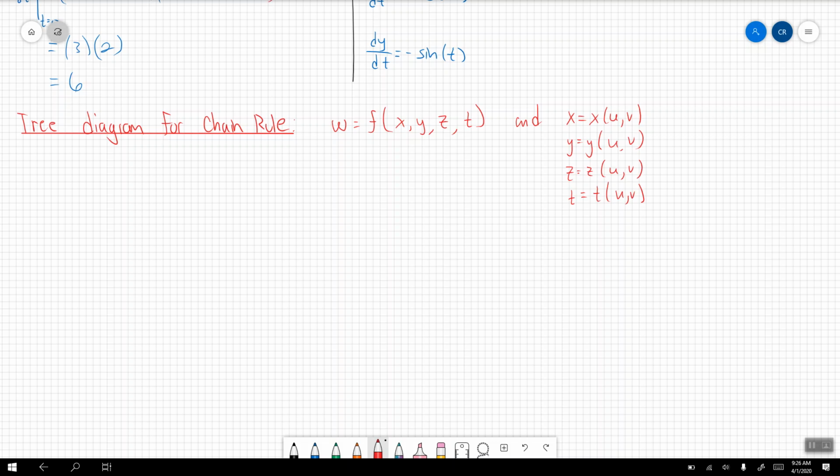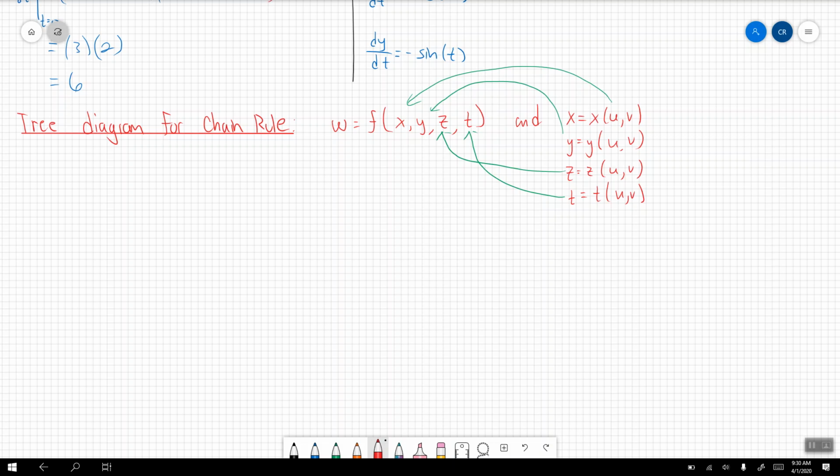Alright, so notice there's a lot of embedding taking place here. The embedding is happening because x contains two variables, y also contains two variables, z contains two variables, and t contains two variables. What we want to use this tree diagram for is to illustrate what the total differential is going to be. In other words, we need to account for all of the partial derivatives of all of these nested functions. So let's go with the tree diagram.